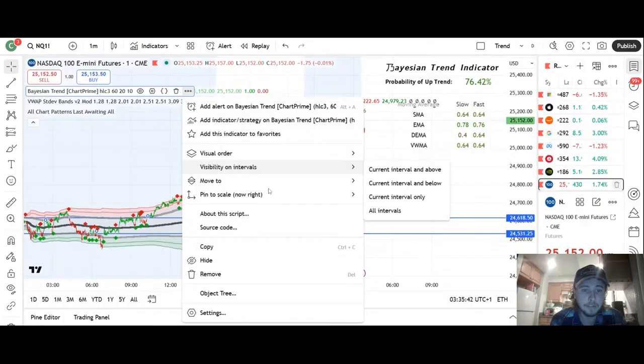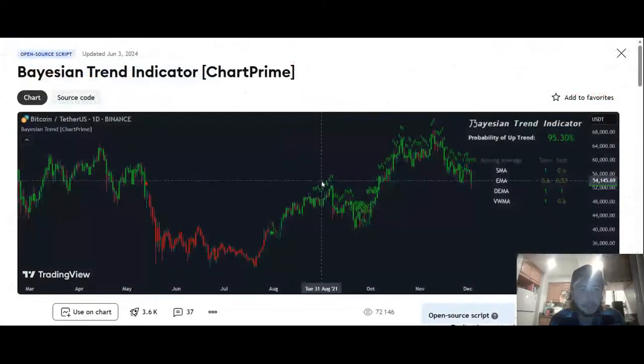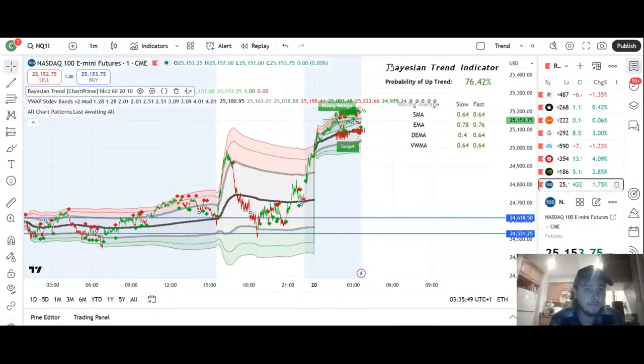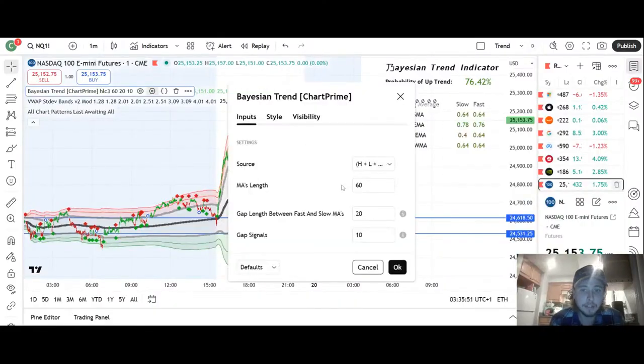So first, this is the script I would recommend to use. Bayesian trend indicator chart prime by chart prime. And these are the numbers I put in, 60, 20, 10. Really cool.